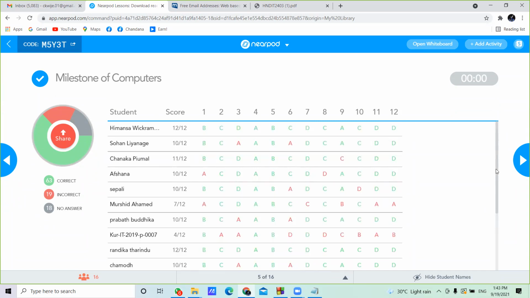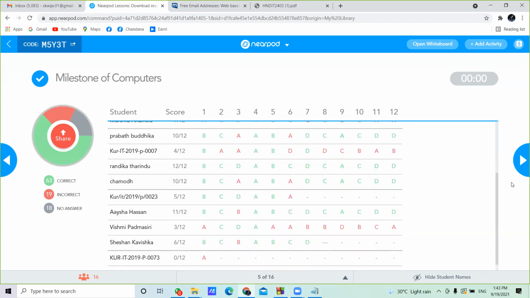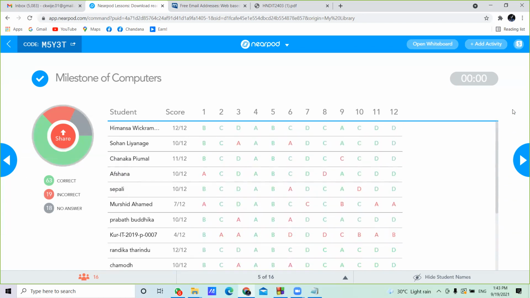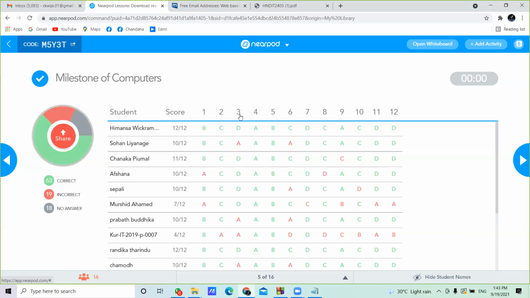Then we'll see some questions. Most of you had trouble with question number 3, I think. Question number 3, according to the Von Neumann architecture. Right here, it is clear on that point. Von Neumann said the same memory is used. It needs to use the same memory to store data and instructions.